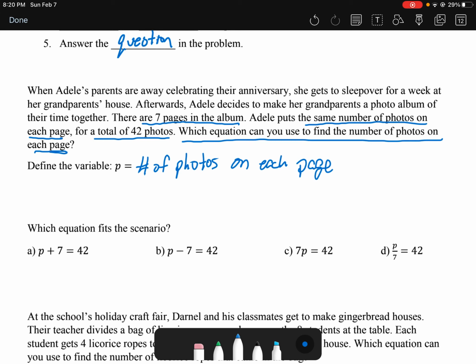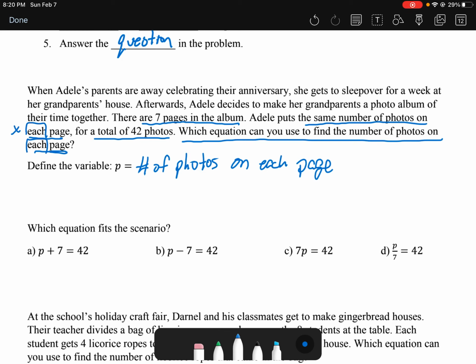So now we have to go back and say, okay, are there any keywords up there? Well, really, I'm seeing the word each twice on here. And to me, each is kind of a huge keyword. That means multiplying. So I know I'm going to take 2 things and I'm going to multiply them together.